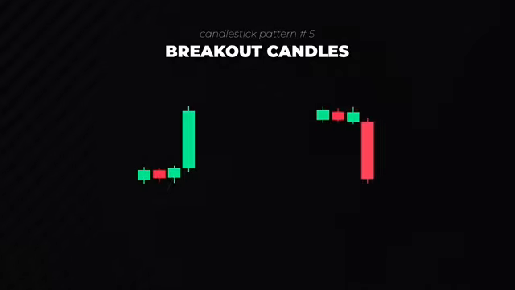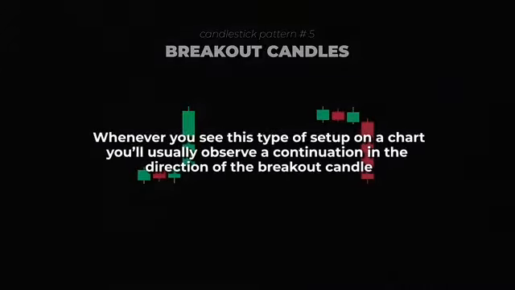There are 2 types of breakout patterns: a bullish breakout pattern, where the breakout candle is green, and a bearish breakout pattern, where the breakout candle is red. Note that for both bullish and bearish patterns, the color of the consolidation candles is unimportant. What matters is that they're small in size. Whenever you see this setup on a chart, you'll usually observe a continuation in the direction of the breakout candle. Let's look at an example.